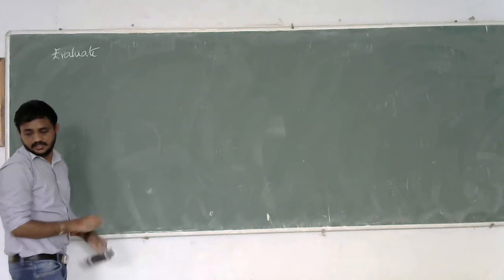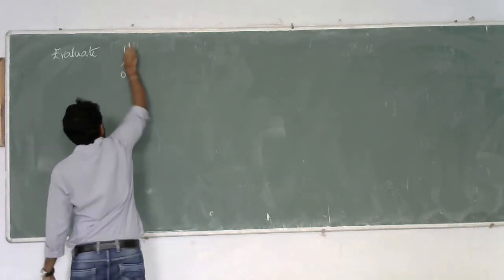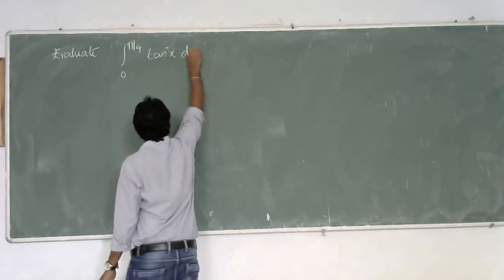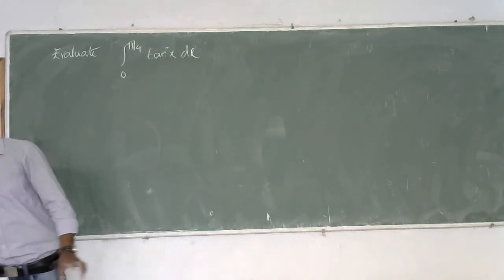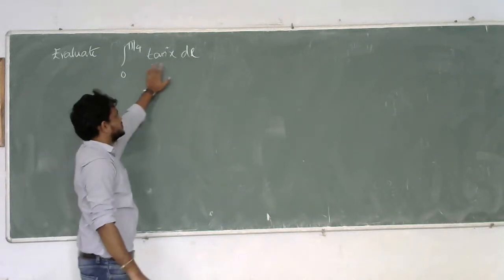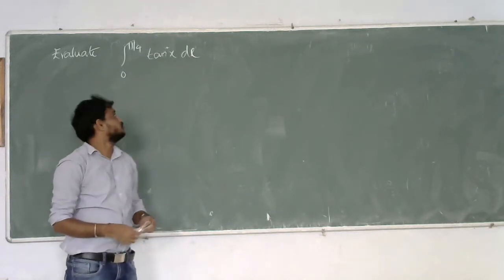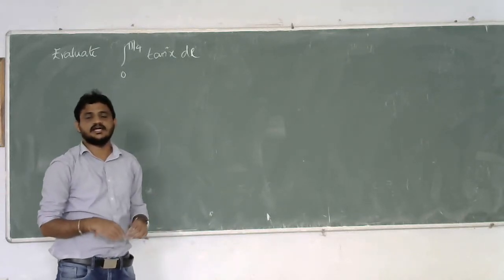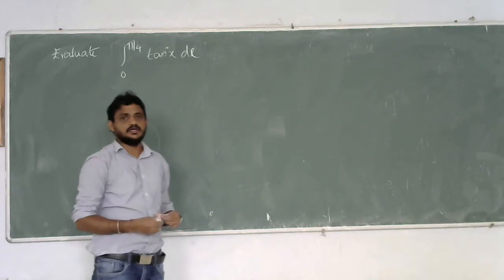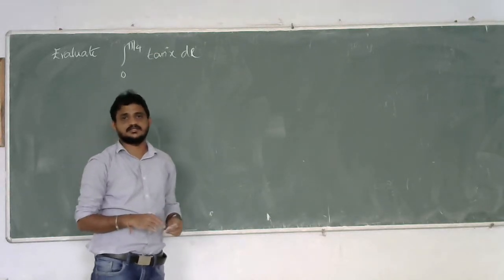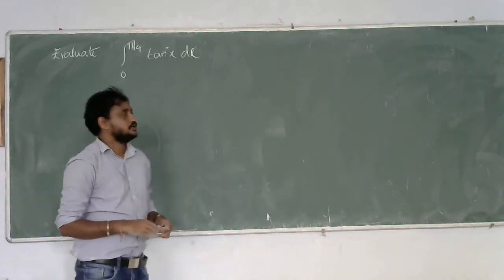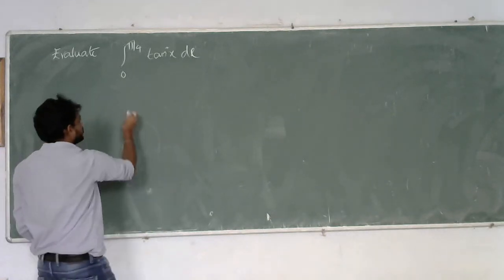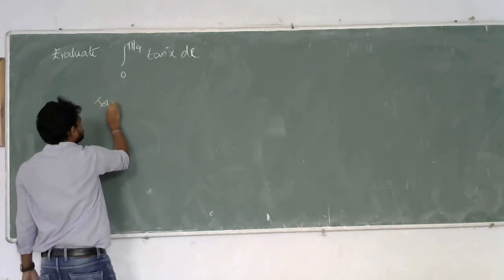And next one, integral 0 to pi by 4 tan square x into dx. Here, how to integrate this tan square x? We don't have a formula for tan square x, right? Okay, we have a formula for cot square x, right? So how can we solve this? So what is the relation between tan and cot?